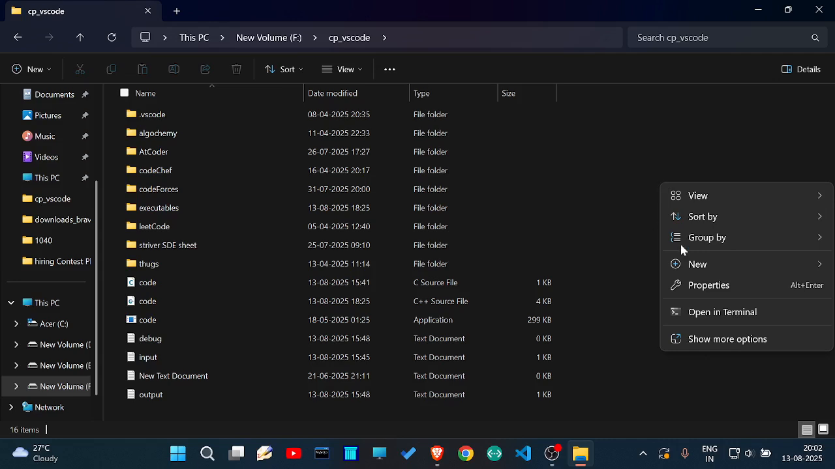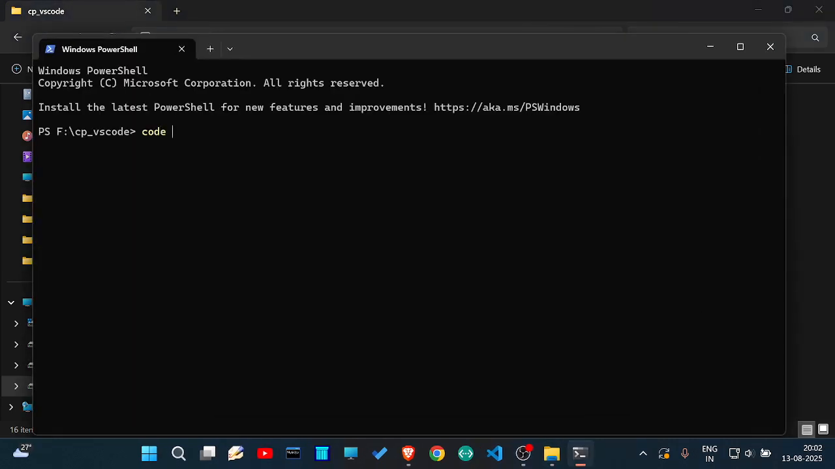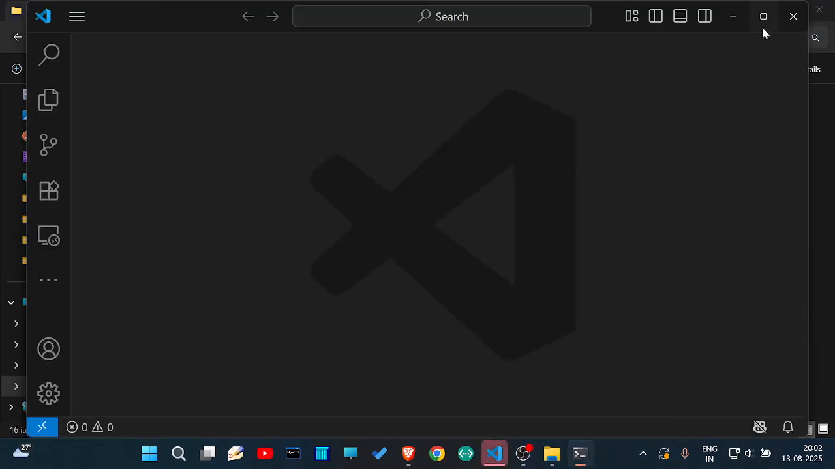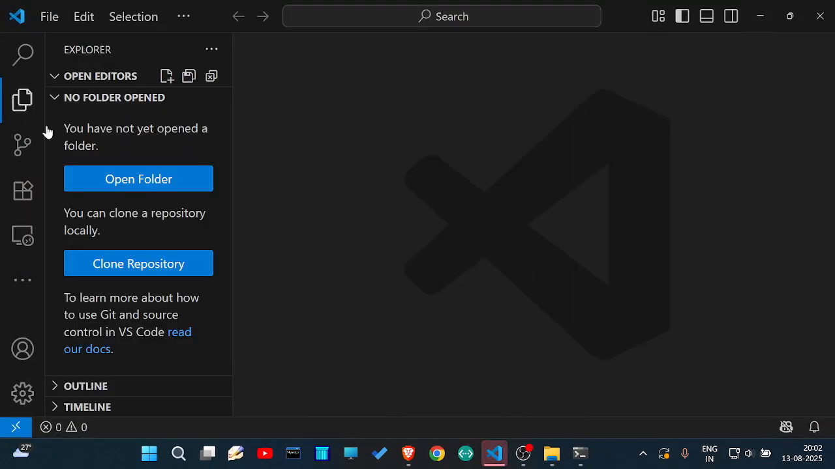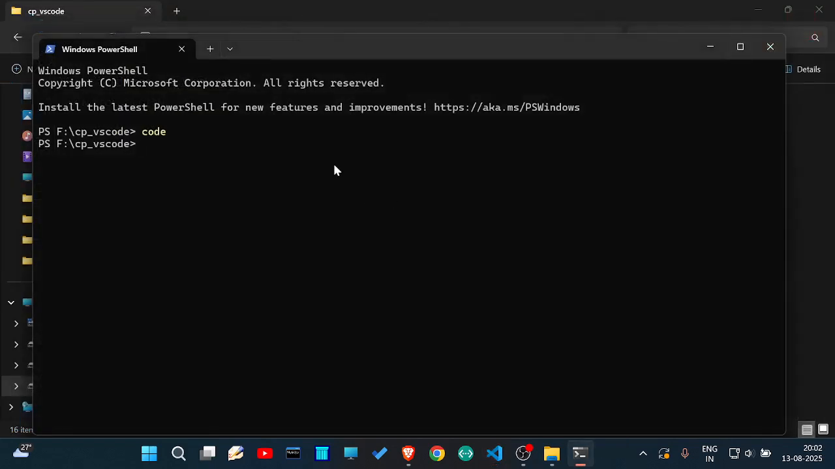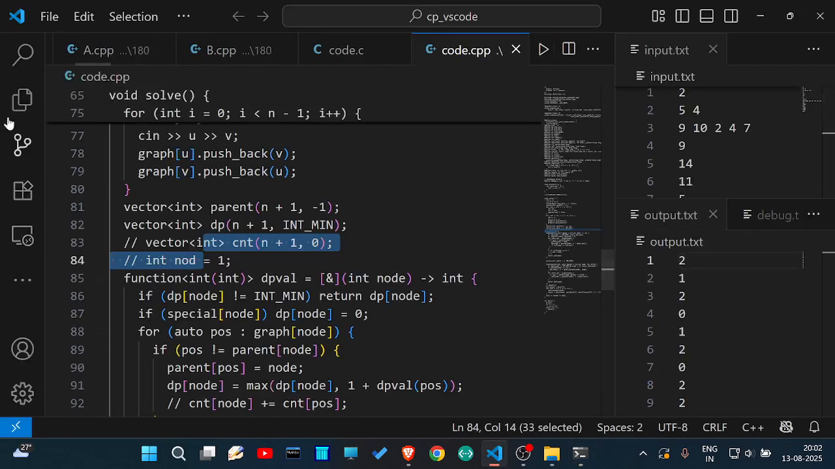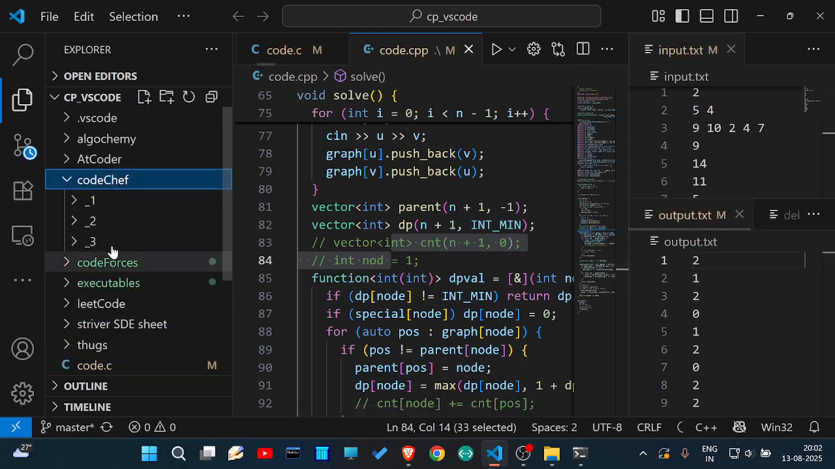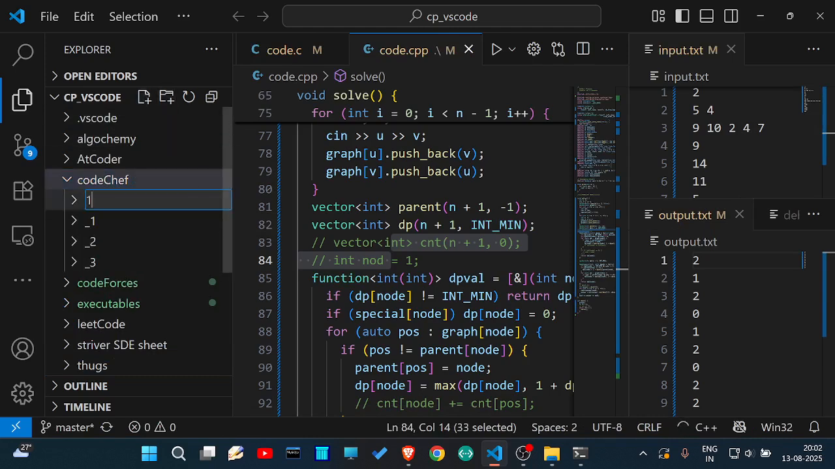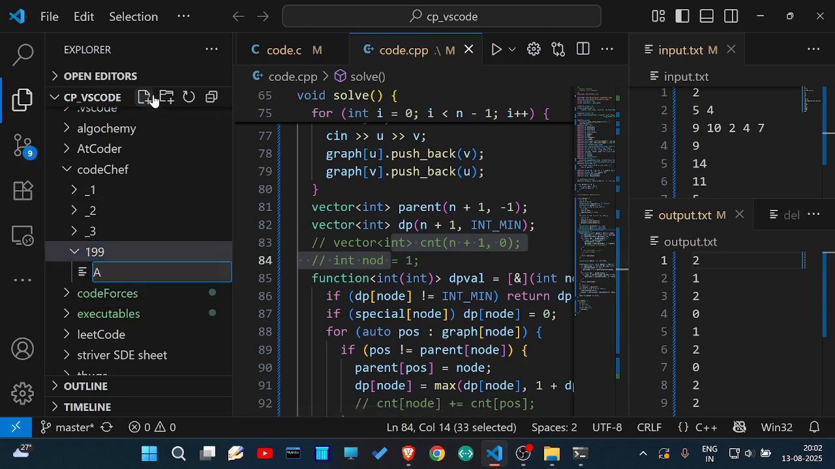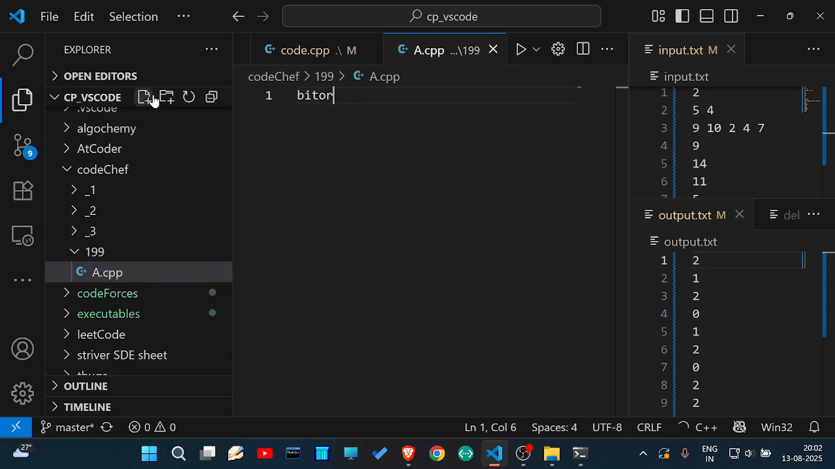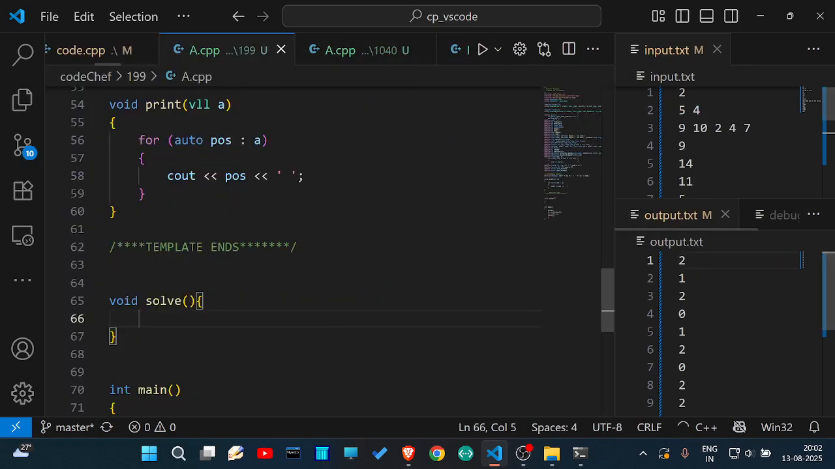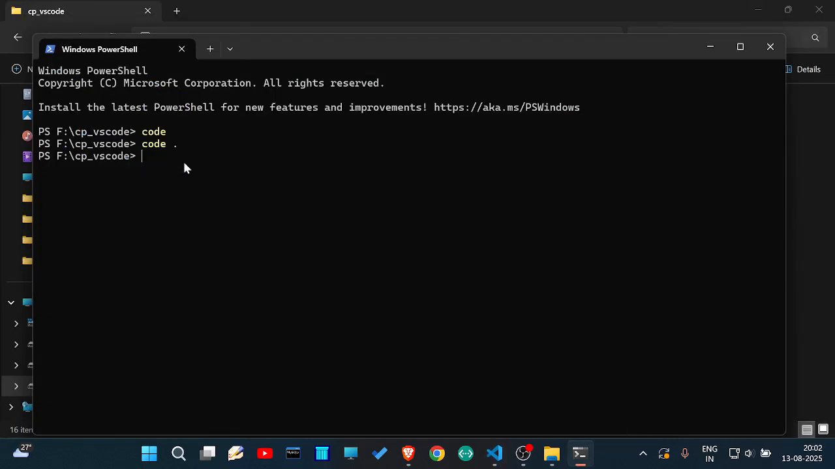Okay, so just get that code dot. So we got the VS Code, right. So only code dot. So we get the structure: CodeChef contest, Starters 199. Our first problem is A dot cpp, and we have a boilerplate template. Okay, so we are ready with the CodeChef contest.